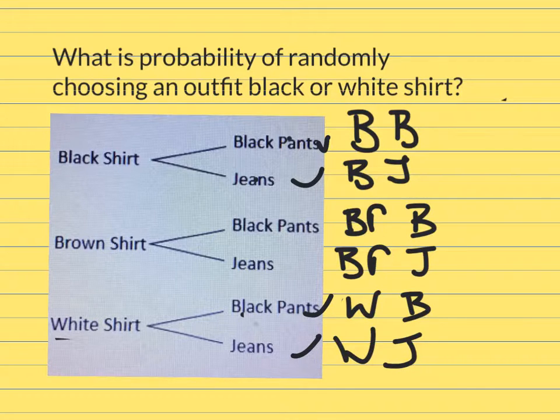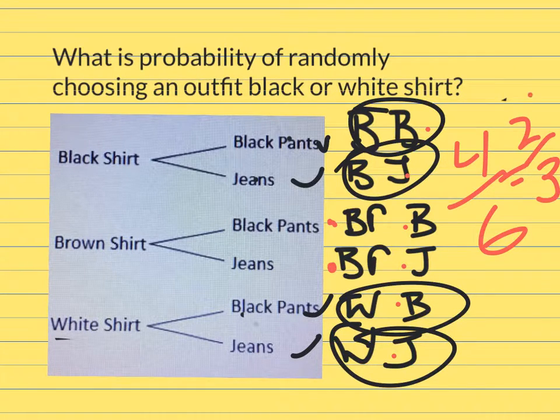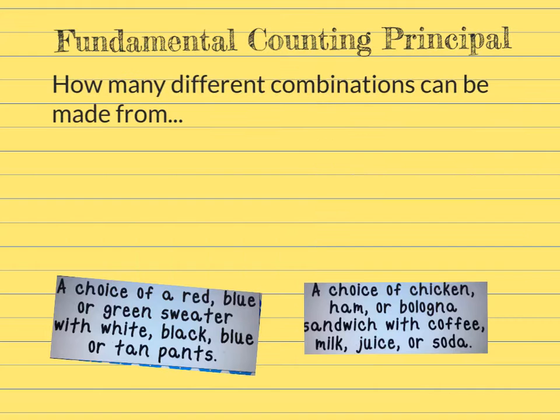So, black shirt, yeah, 1, 2, 3, 4. And these 2 are the only ones with brown shirts. So 4 out of our 6 total combinations, 1, 2, 3, 4, 5, 6, or we could reduce that to 2/3. All right, so now we're going to practice some problems using the fundamental counting principle.